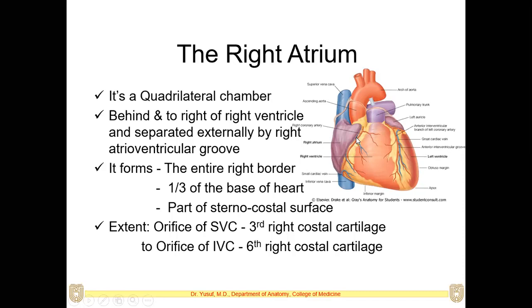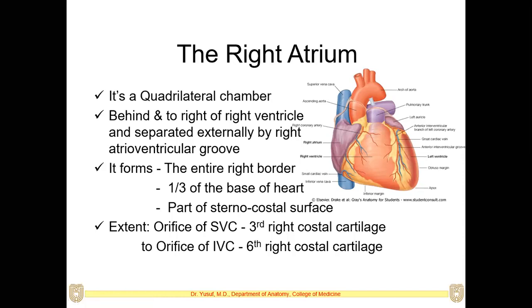The atrioventricular groove gives passage to the right coronary artery. Then it forms the entire right border. So as we have seen, the right atrium will form the entire right border, as well as 1/3 of the base of the heart behind, and part of the sternocostal surface. This is the front surface, the sternocostal surface. It will be partly contributing to the formation of the sternocostal surface.